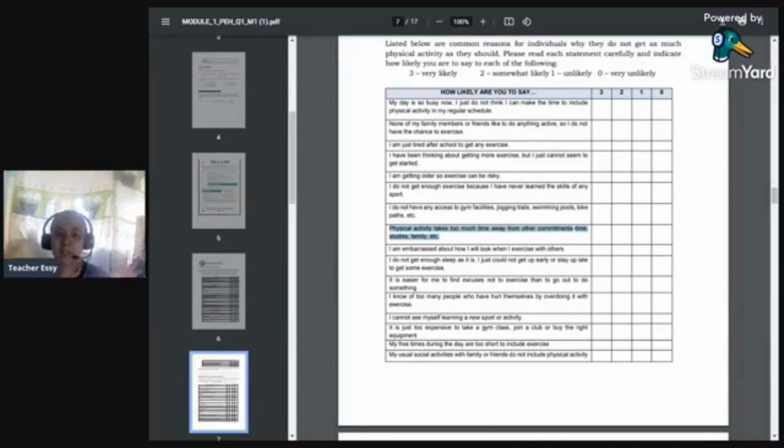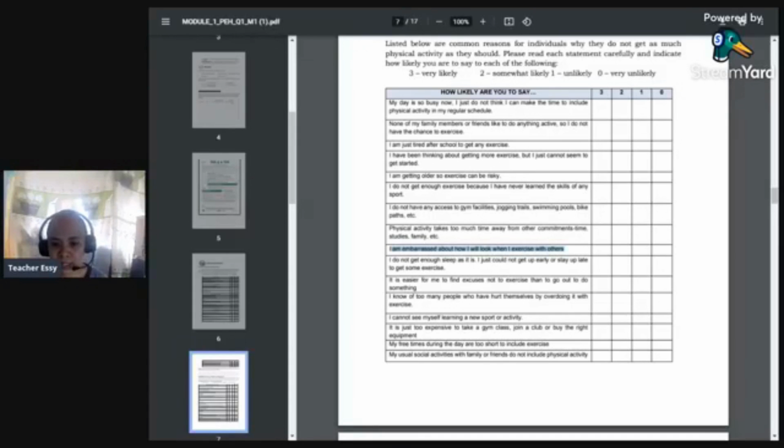So, it takes too much time if I exercise or if I do physical activity. That's number 8. Number 9, I am embarrassed about how I will look when I exercise with others. So, nahihiya ako if makita nila pag nag-exercise ako or how I look after I exercise. That's number 9.